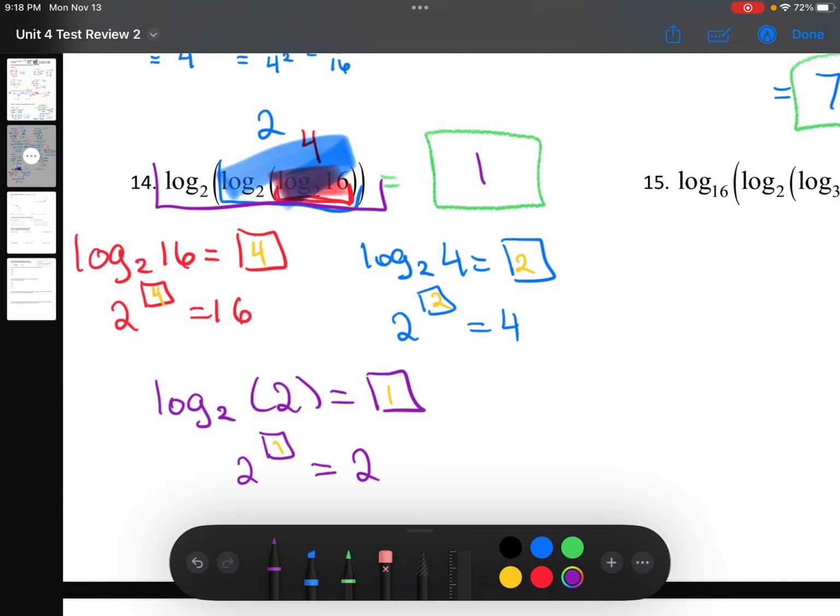Work out what the innermost value is. Replace the log with its value. Repeat for the middle piece. Repeat for the final outside piece.